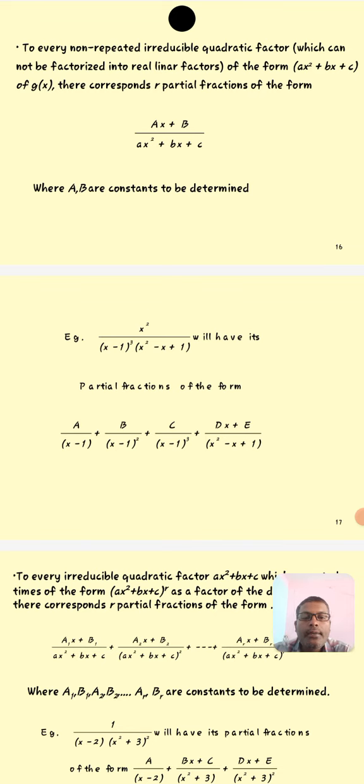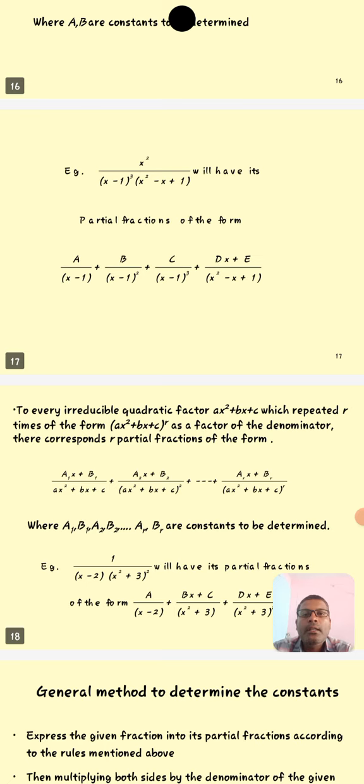This is called what? This is an irreducible quadratic factor. Whenever the quadratic factor is there, then how to write in partial fraction format, that is dx plus e divided by x square minus x plus 1. Here also completed a, b, c. A by x minus 1 one time, b by (x minus 1) whole square 2 times, c by (x minus 1) whole cube, sorry, 3 times, plus 1 quadratic factor is there. Then how to write this one? dx plus e divided by x square minus x plus 1.